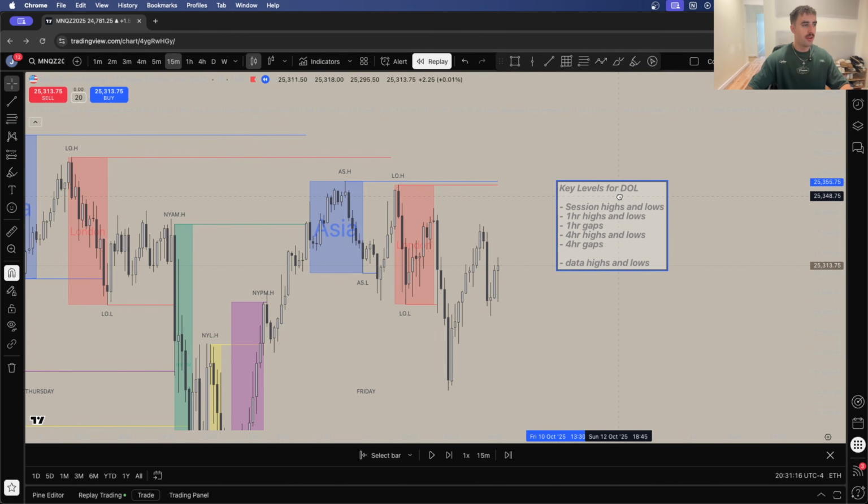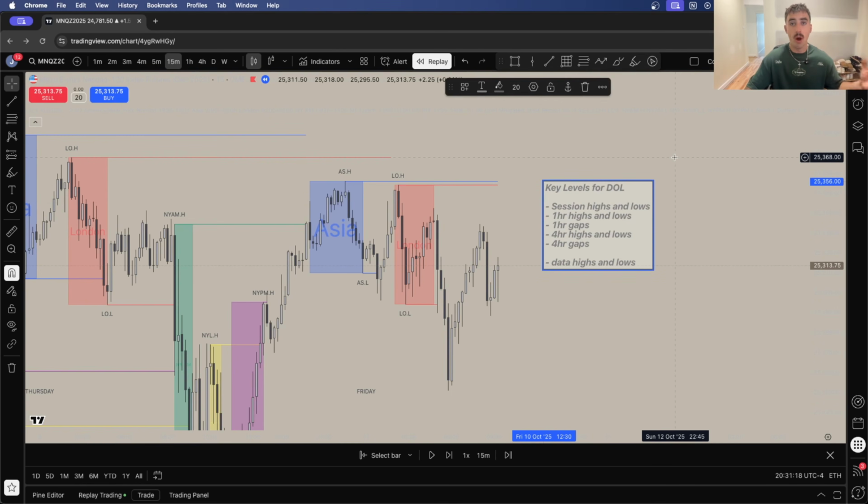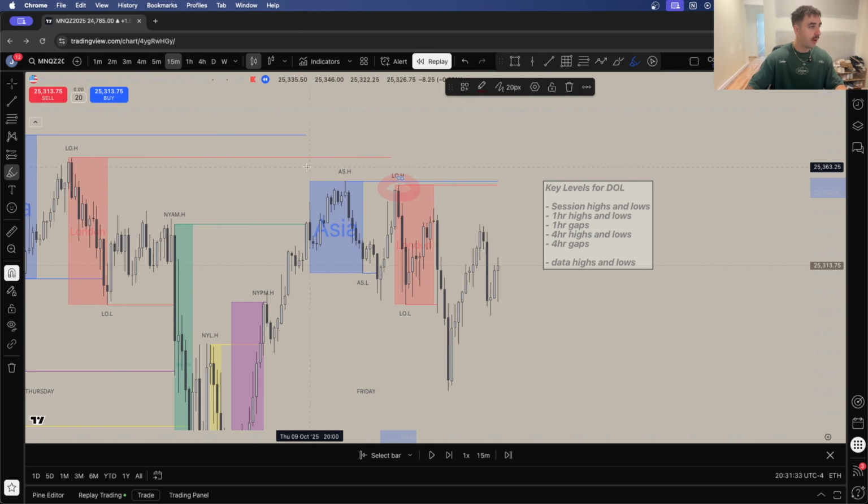Cool. So that is our key levels that I watch out for. I don't look for anything else. It is as simple as this, right? So what do we have here? This is going to be an hourly high and low, probably a 4-hour high and low as well. But this is mainly London highs and Asia high, right? So that's our draw on liquidity for this trade.